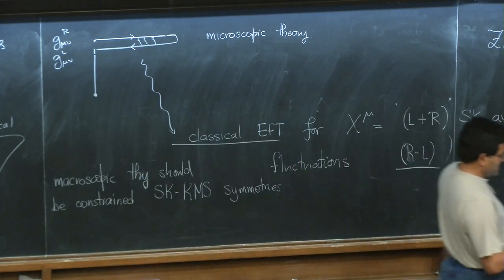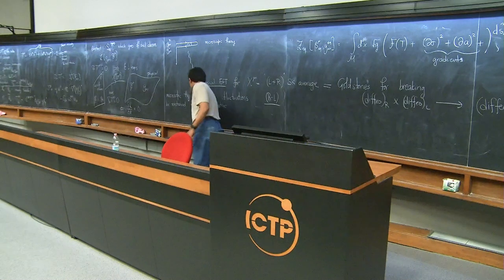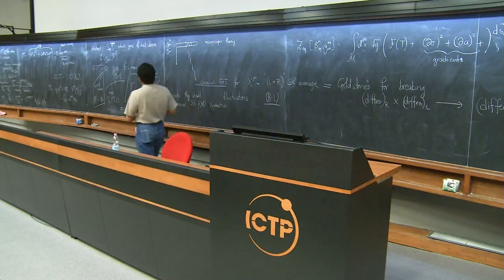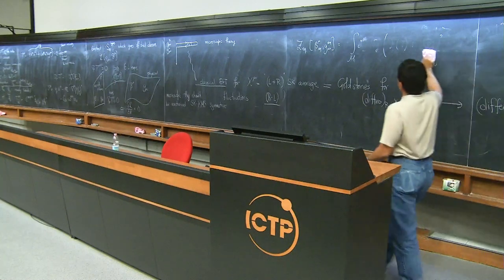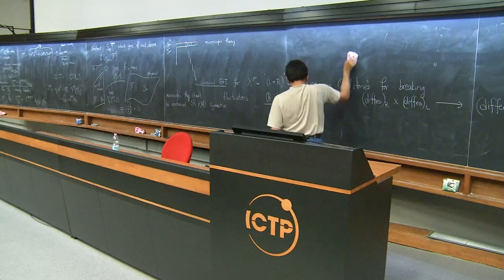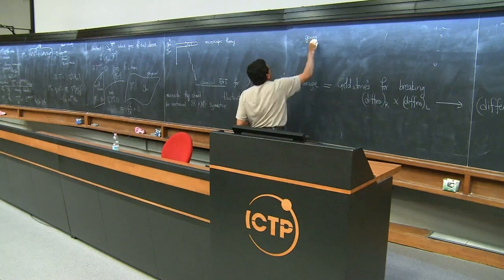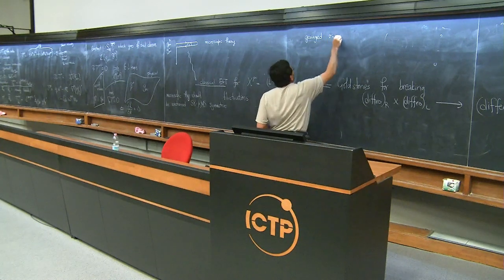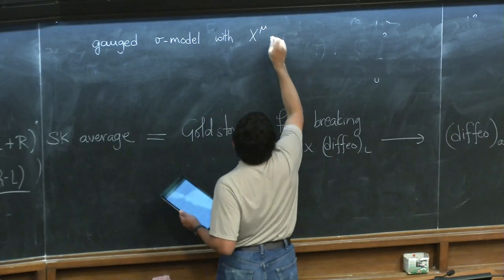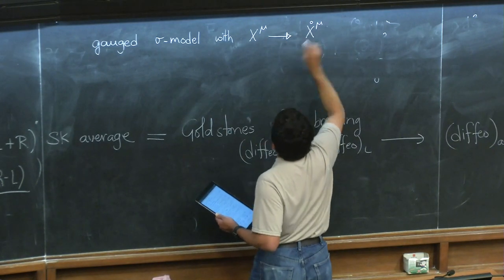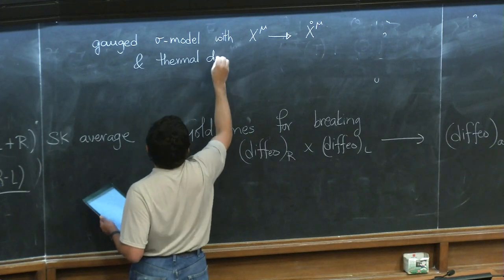And what I'm going to just write down is the answer to this problem without telling you where it comes from, and refer you to the literature of saying that, where was this action? Write it here. Of basically saying that you can write down a gauge sigma model with this X field upgraded to the superfield X we were talking about yesterday, and the symmetry we are gauging is thermal diffeomorphisms.